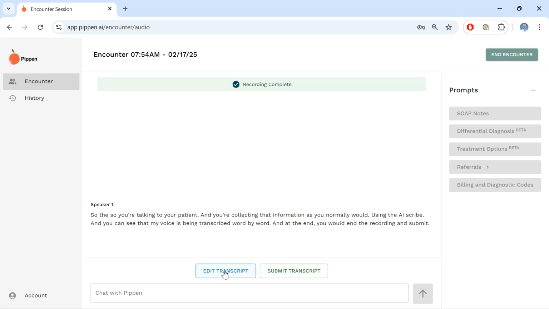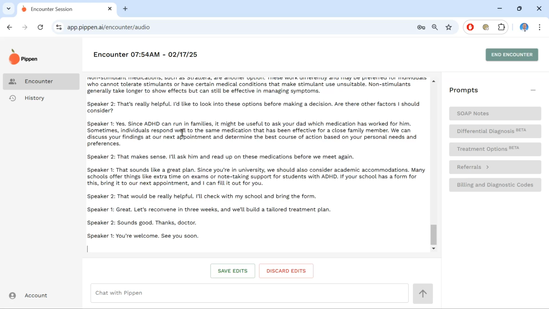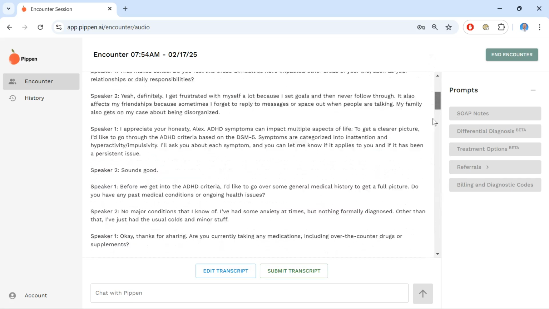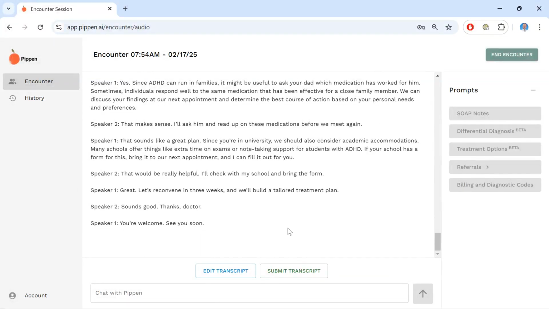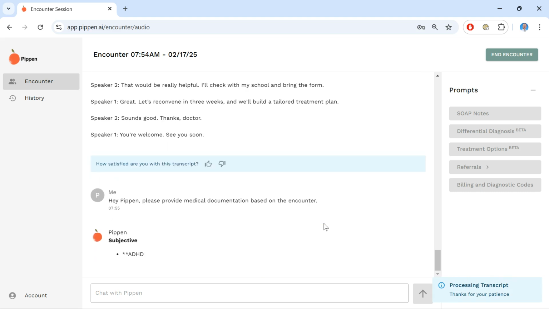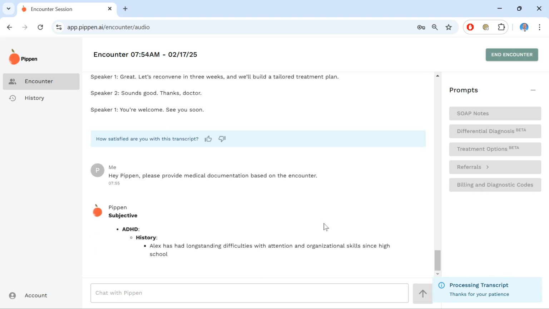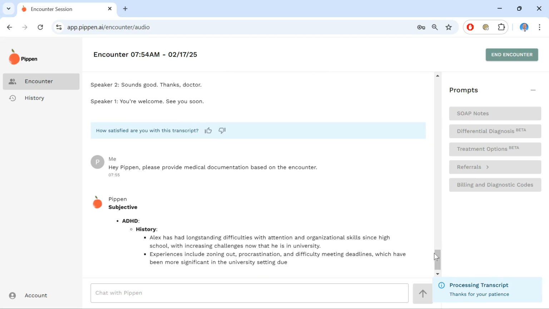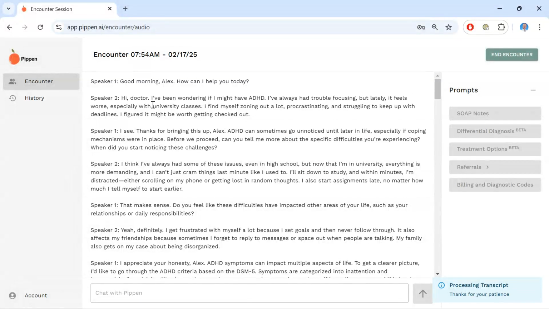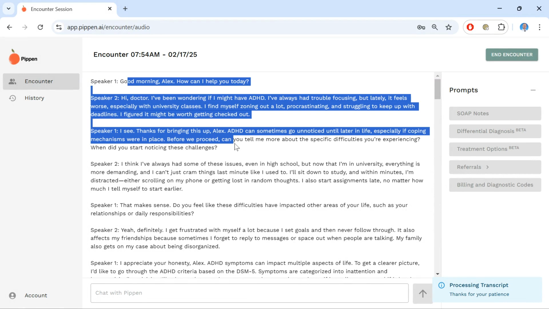Now, for the purpose of this demo, I'm going to post a previously collected transcript just to show you how ADHD assessment can be done more seamlessly using a Pippen platform. So you submit the transcript and you're starting to get your documentation, right? So as this is happening, I just want to show you the length of this transcript.